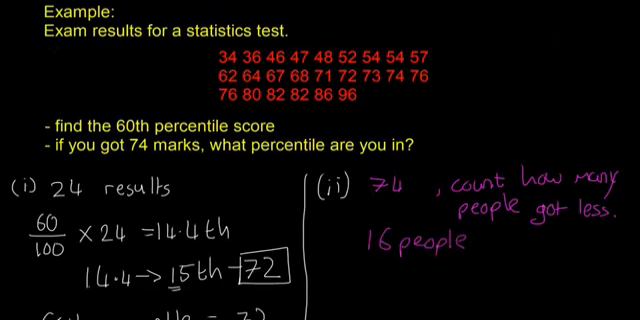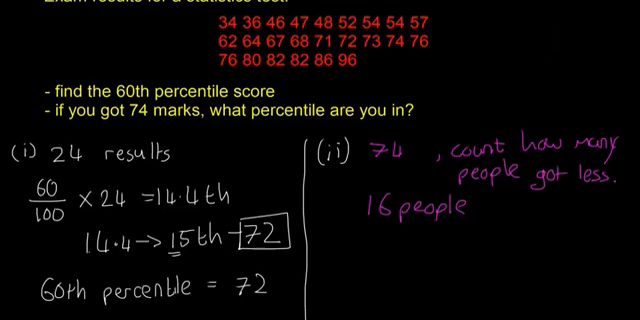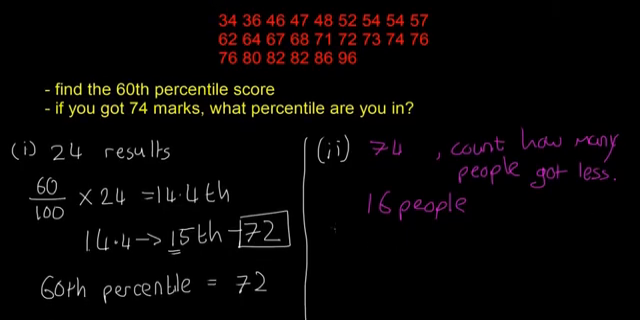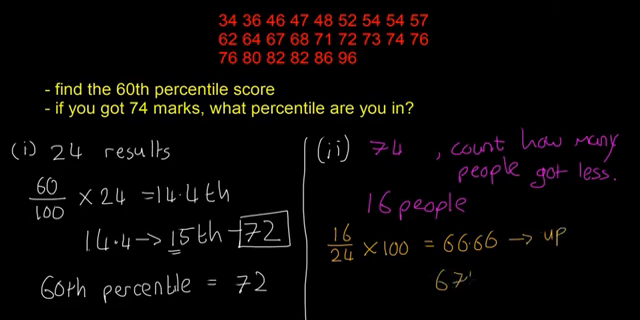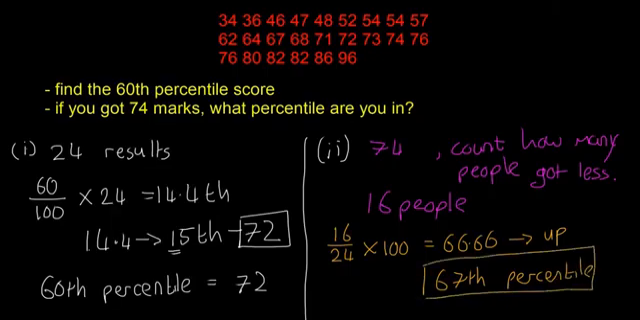Okay, and the next thing we're going to do, I'll scroll down to make some more space. Next thing we're going to do is say 16 divided by 24, because there were 24 people altogether, and then multiply that by 100. So you do that, you're going to get 66.66, and then again we're going to round up, so it's going to be the 67th percentile. So if you get 74% on that test, then you're going to be in the 67th percentile, so you did better than 67% of people.